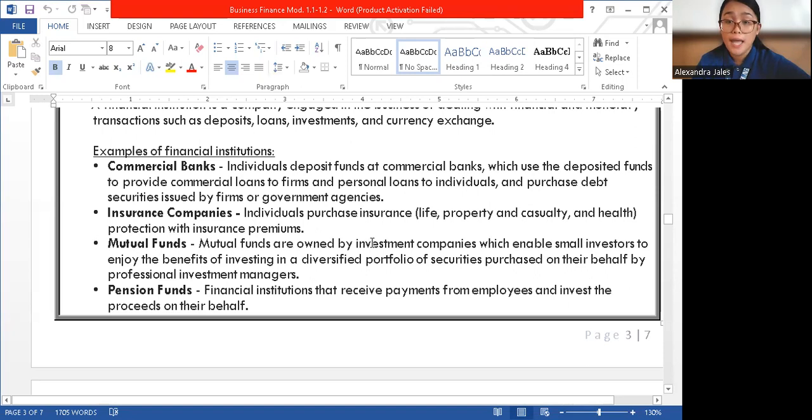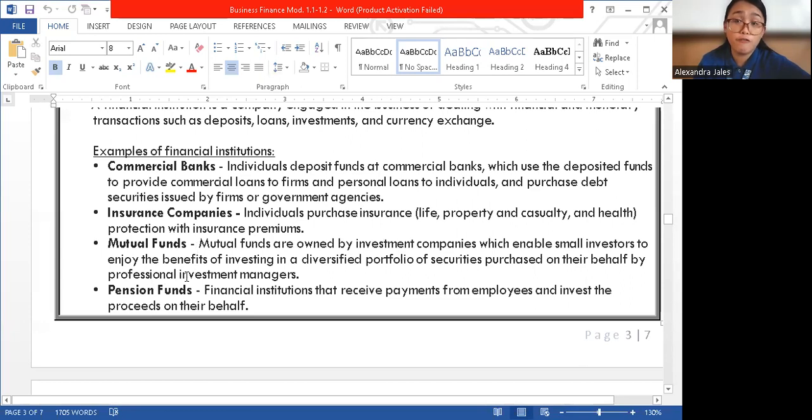Mutual funds are owned by investment companies, which enable small investors to enjoy the benefits of investing in a diversified portfolio of securities purchased on their behalf by professional investment managers. Again, mutual funds are owned by investment companies. So again, take note of the words investment companies. These are owned by small investors.